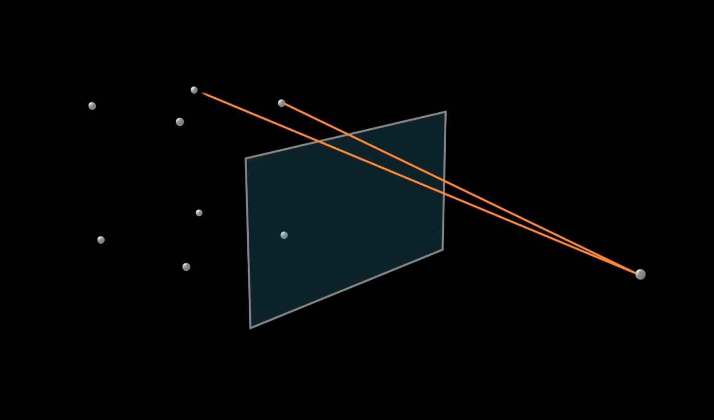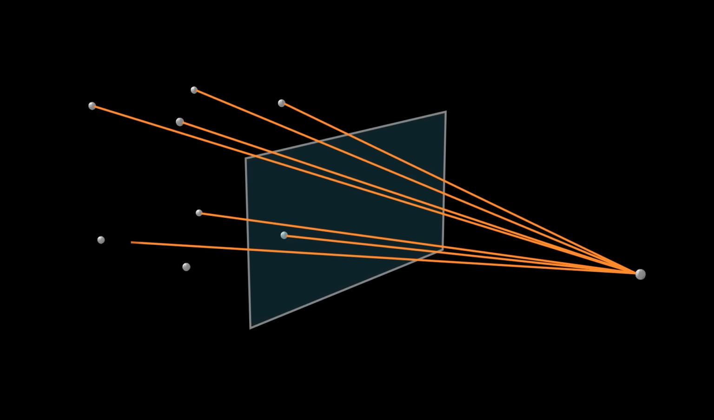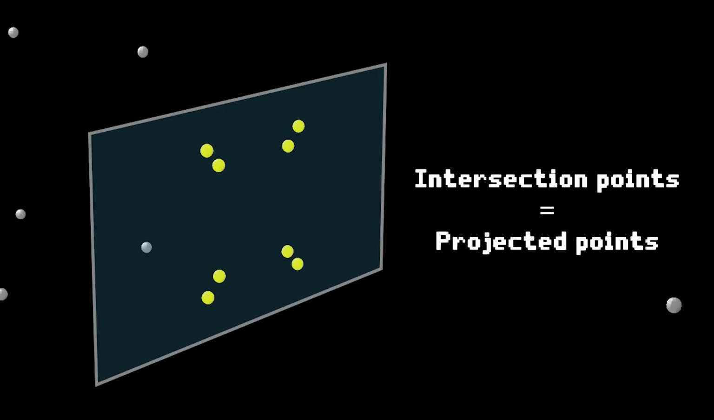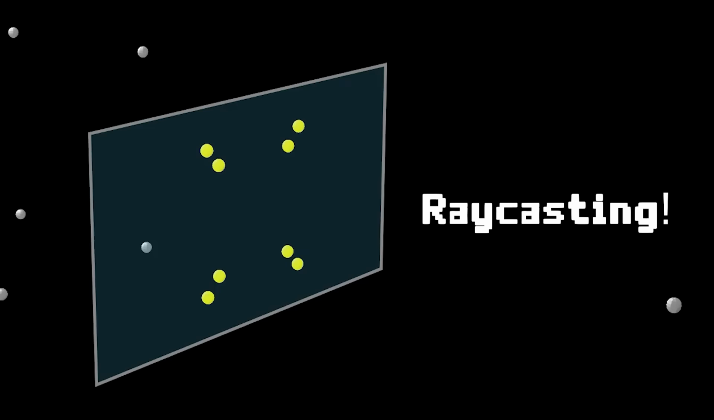To do this, let's connect a line from the camera to every single vertex. If a line passes through the screen, or intersects it, that's where the vertex should be projected to on the screen, because that's kind of where the camera saw it at. And this is called raycasting, which is a major methodology behind a perspective projection.